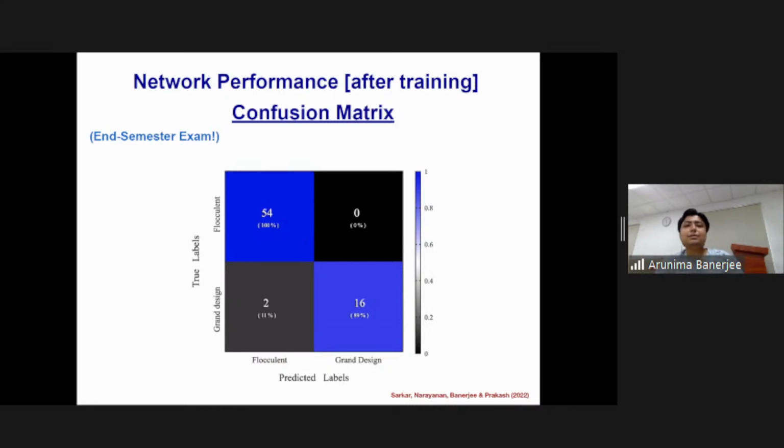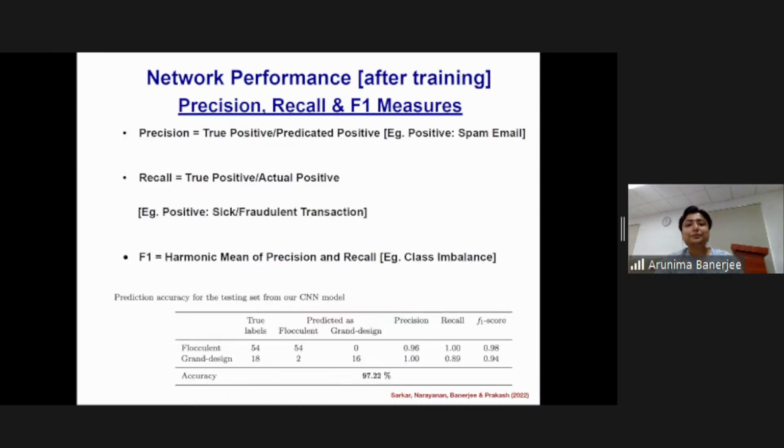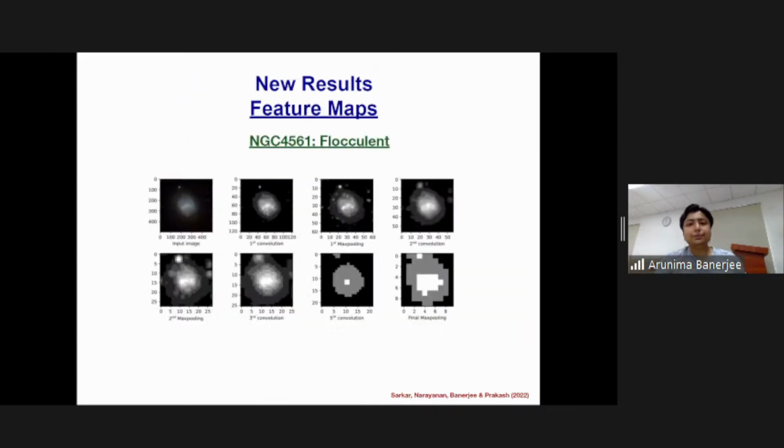This is the confusion matrix. This is the metric to test after the training was completed. We saw that these are the right predictions for flocculents and right predictions for the grand designs, and these were the wrong predictions. The wrong predictions were very small, 0% and 11% respectively. Which says, if you do well in the test, that means you have been trained well, right? And these are, again, network performance measures after training. But anyway, the confusion matrix has already told us that it has fared pretty well.